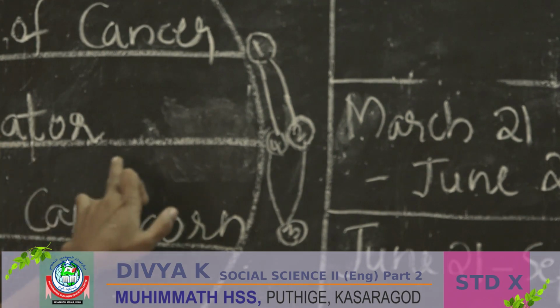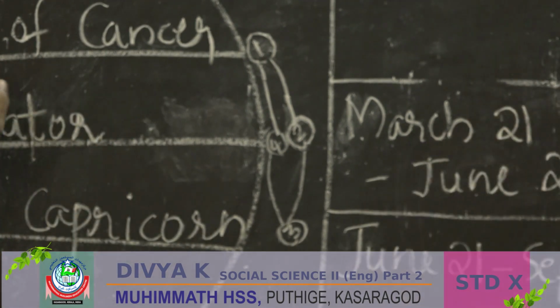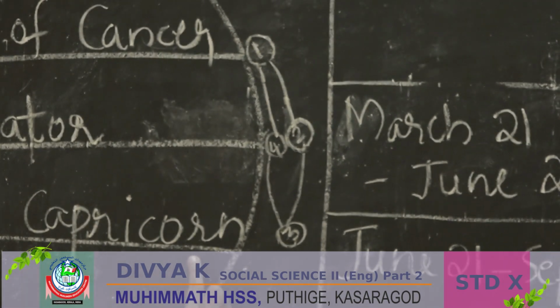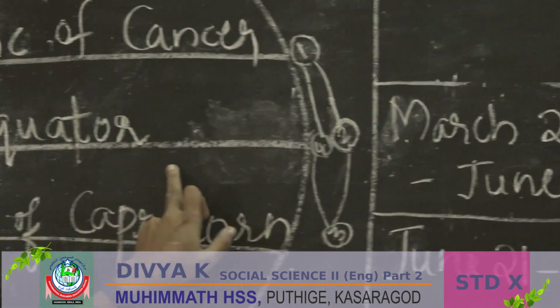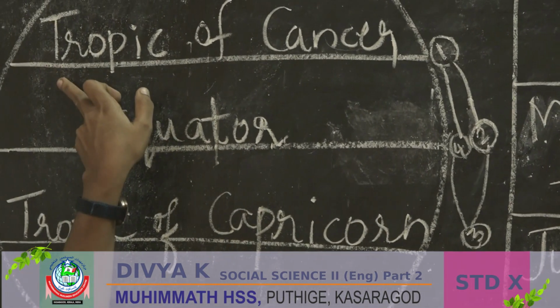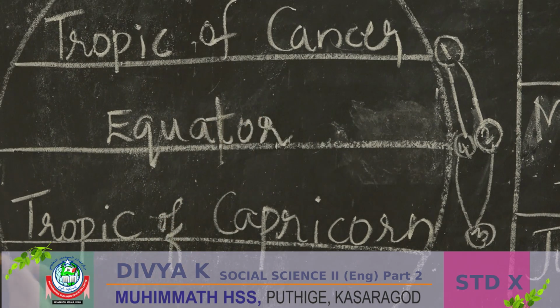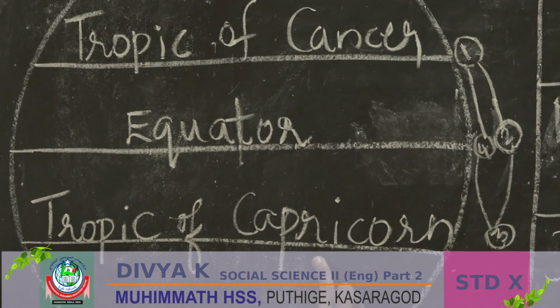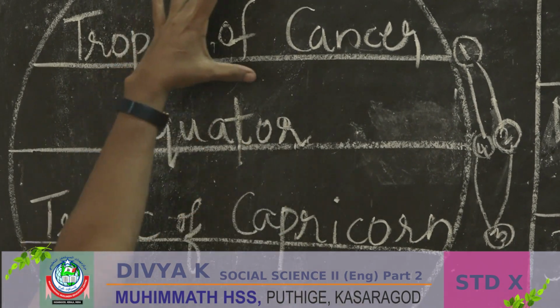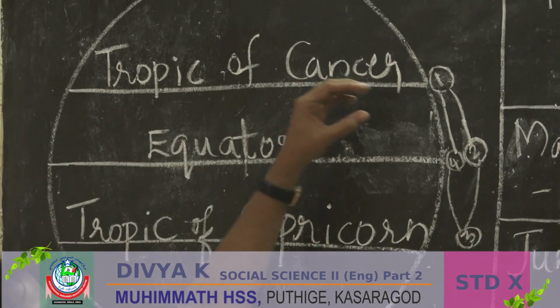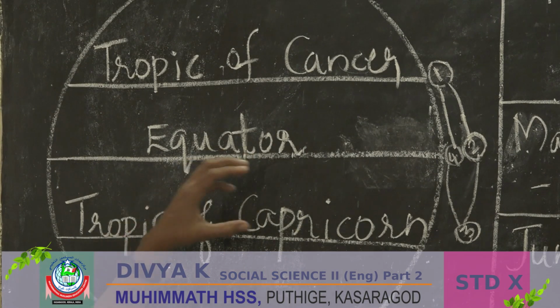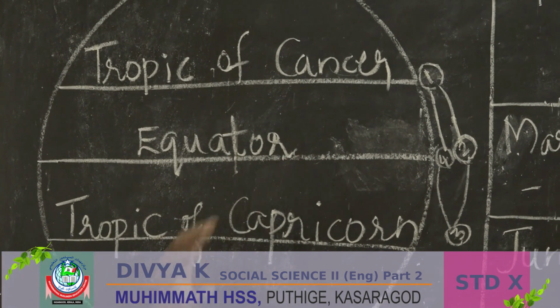What is it? It is the equator. This is Tropic of Cancer. This is Tropic of Capricorn. We already studied this in the earlier class. This is the equator, 0 degree, and 23.5 degree Tropic of Cancer and Tropic of Capricorn. This is the southern hemisphere. This is the northern hemisphere. Let's discuss how the apparent movement of the sun causes the seasonal changes.